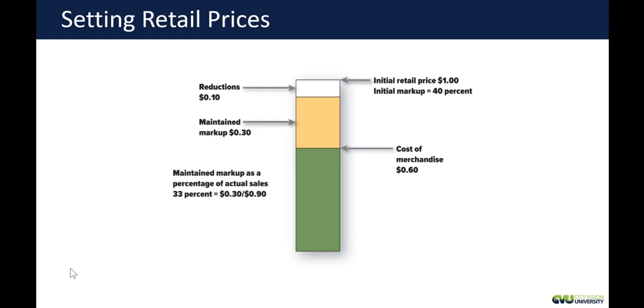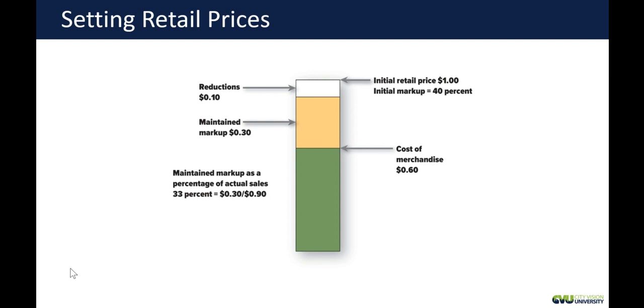All these things get into areas. So how does this work? The cost of the merchandise is that green area. It costs us 60 cents. We want to maintain a 30-cent markup, and we know that we're going to have 10 cents in reductions. So initially what we do is we price our product at $1. And so our initial markup is 40%, but we aren't going to go below that 30 cent, that 90 cent area, right?